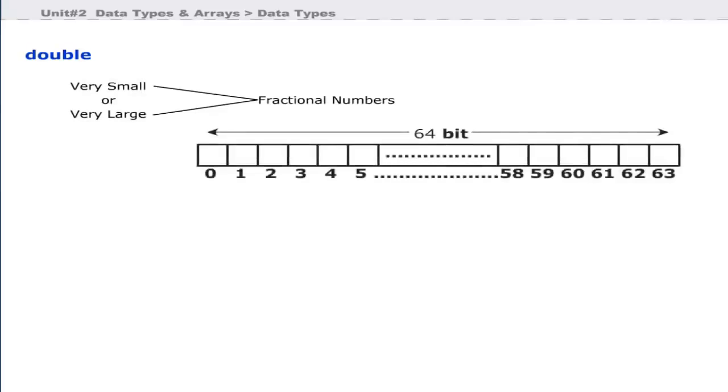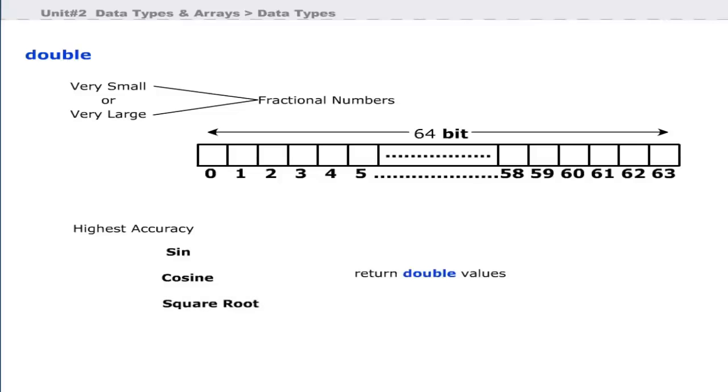Second floating point data type is double. This is used to represent very small or very large fractional numbers. It requires 64 bits to store a number. It is faster than single precision on some computers that perform optimized mathematical calculations. Double has the highest accuracy when you are using very large or very small fractional numbers. It is important to note that all mathematical functions like sine, cos, and square root return double values. Double maintains accuracy in looping and iterative calculations.